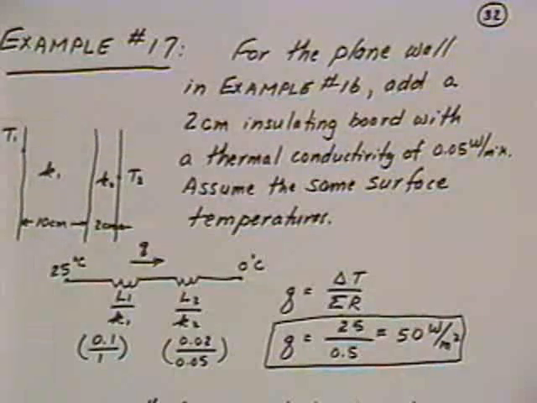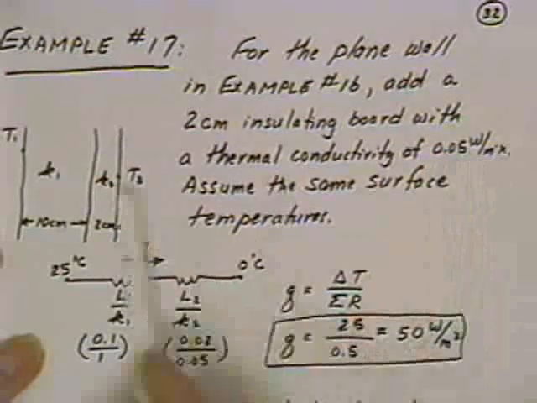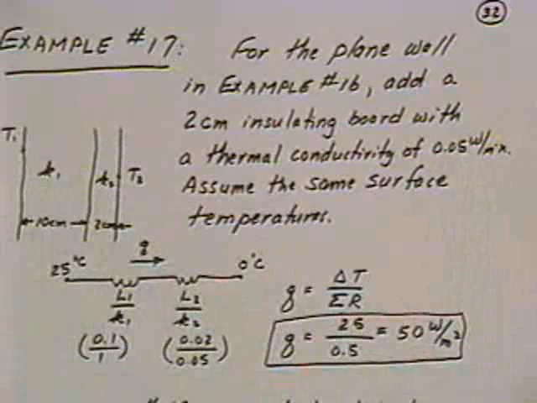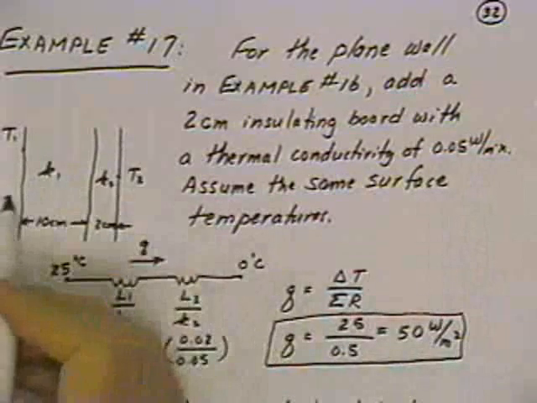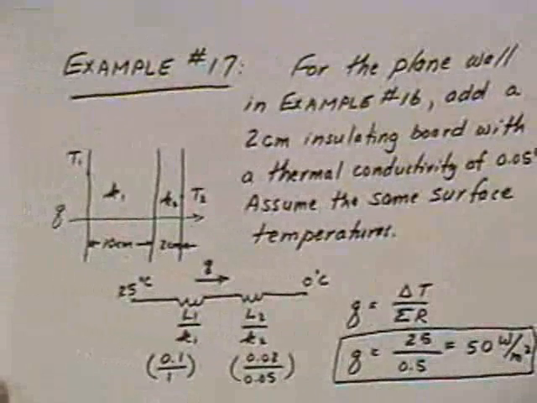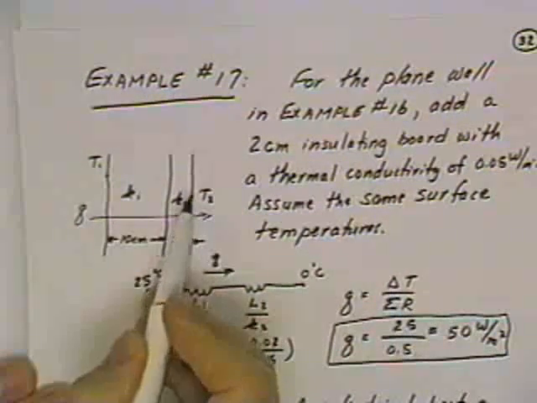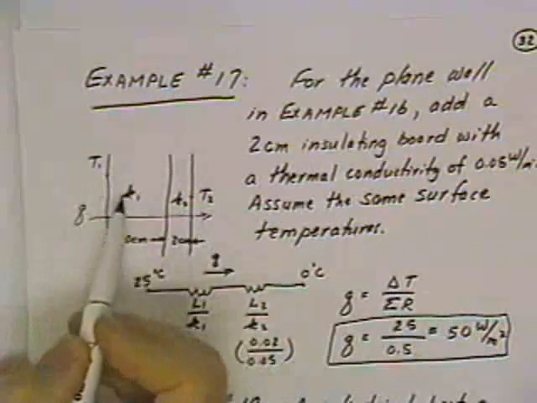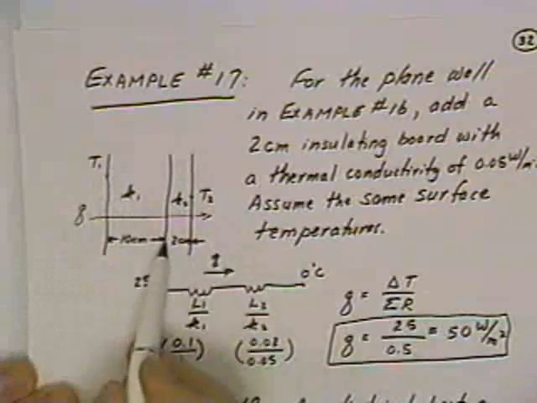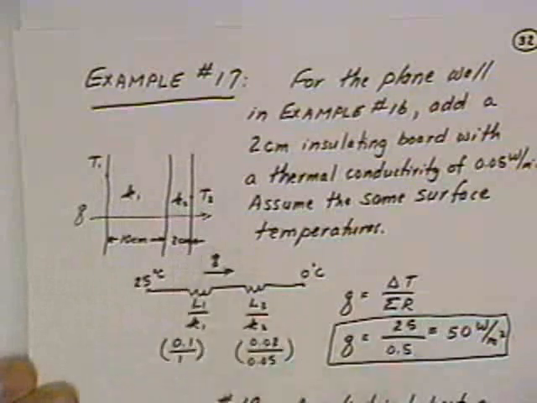So this might be comparable to material that has a fairly good insulating capability of 0.05 watts per meter degree Kelvin. And so now the heat transfer in this case, the same Q that's going through the system, is heat transferred through an outside temperature again maintained at 0 degrees and an inside temperature of 25 degrees. And we've got a 10 centimeter thick wall and a 2 centimeter thick surface.